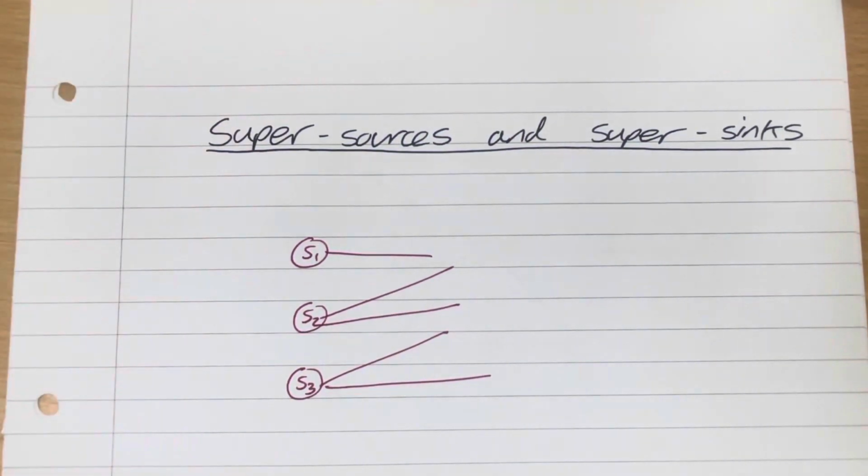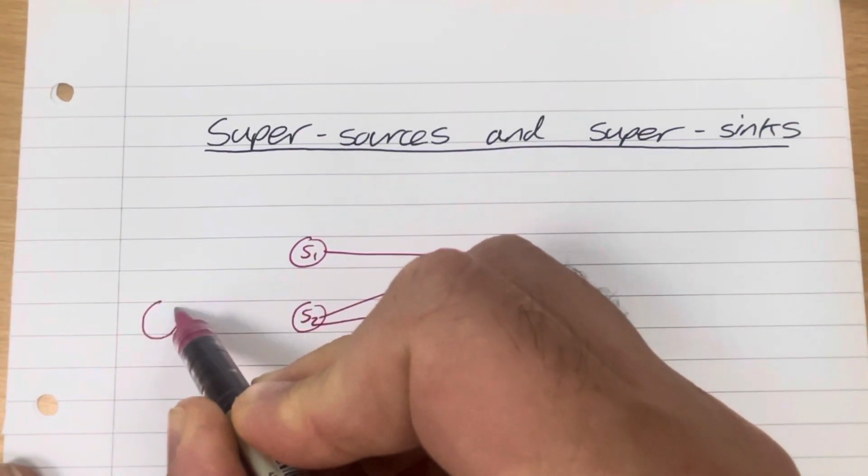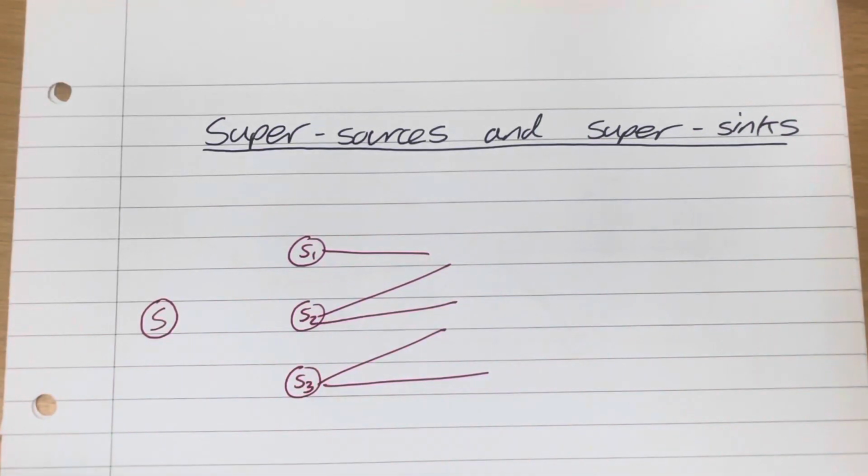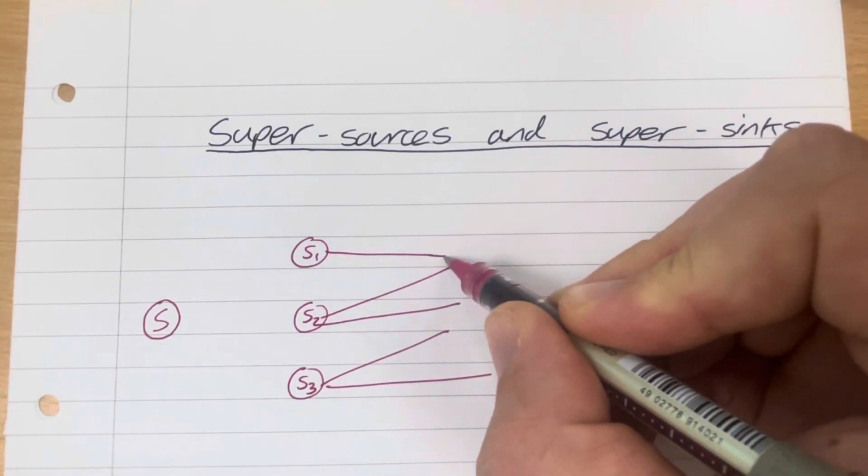What we do in such a situation is we force there to be one source, and we call that source a super source. And the super source doesn't represent anything physical to the problem that this network is modeling, but it does allow us to carry on with network flows in exactly the same way as we would have done in the previous video with a network with one source.